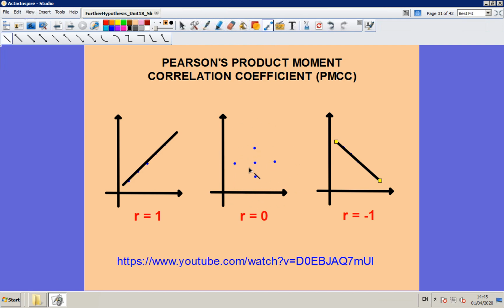And there's a nice video here which shows you how to calculate R for a sample set of data on your class whiz, and also gives you a bit more background on what the PMCC is. It's worth having a look so that you know how to calculate R on your class whiz.